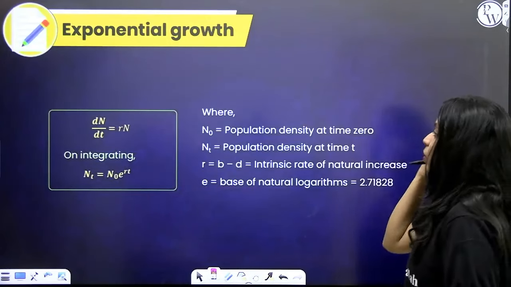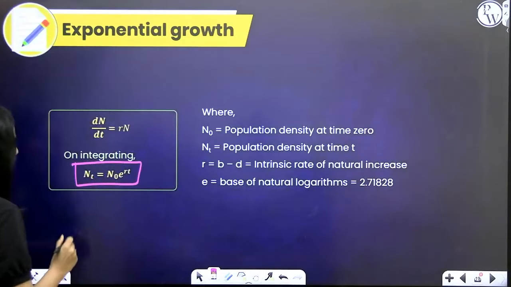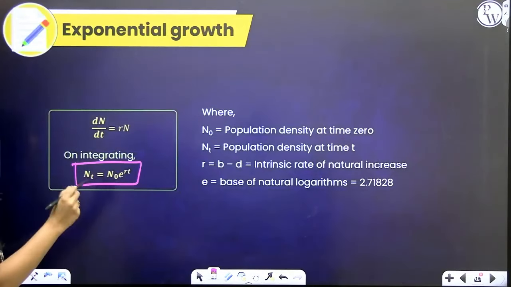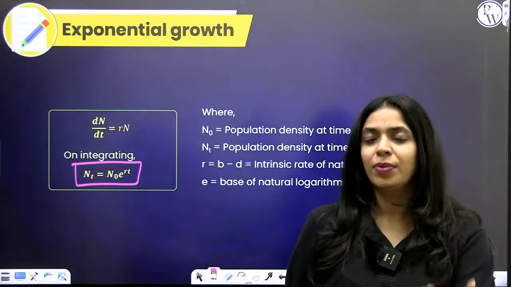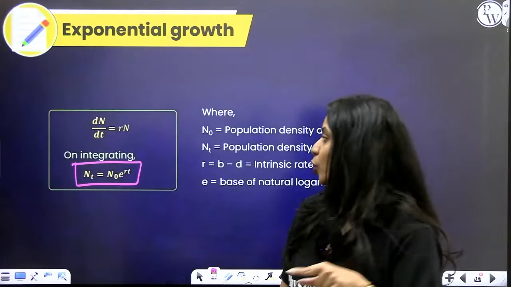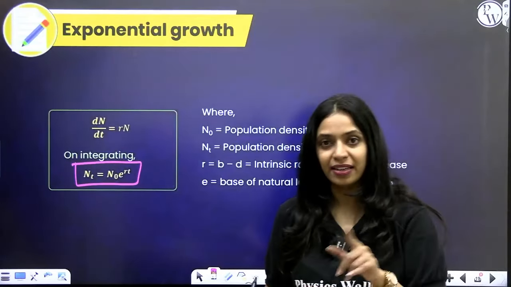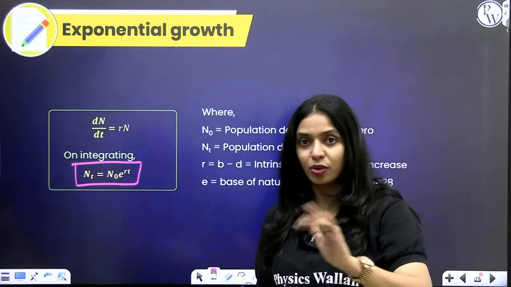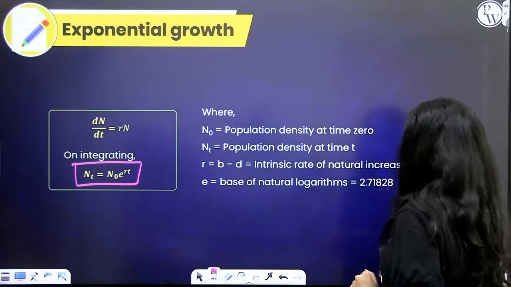So if you integrate it, you get this formula: Nt is equal to N0 e to the power rt. You've studied something very similar to this in plant growth and development: Wt is equal to W0 e to the power rt, right? Where you learned about geometric growth, you had learned about this equation. It's very similar. Now, when can this happen?